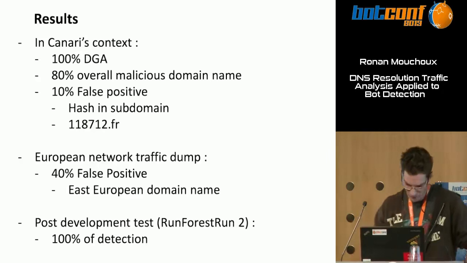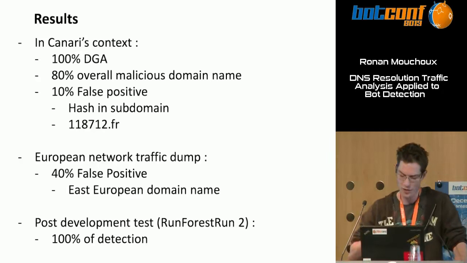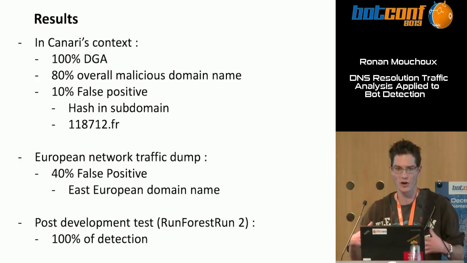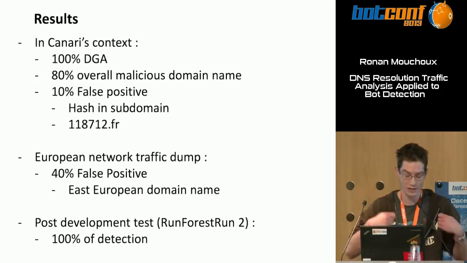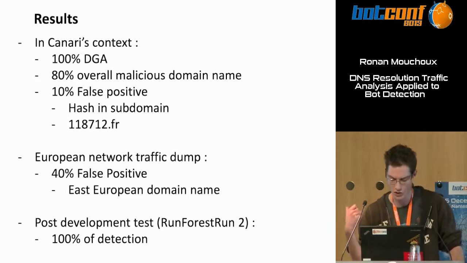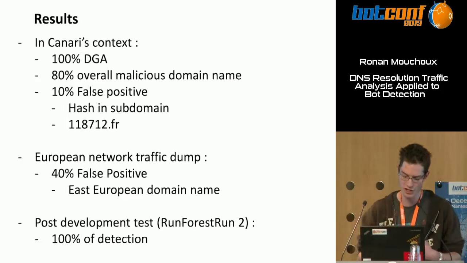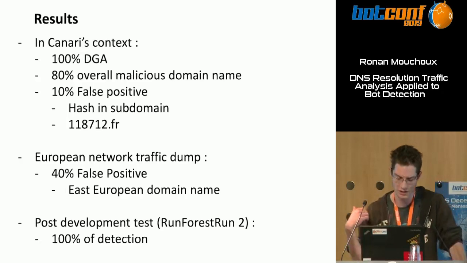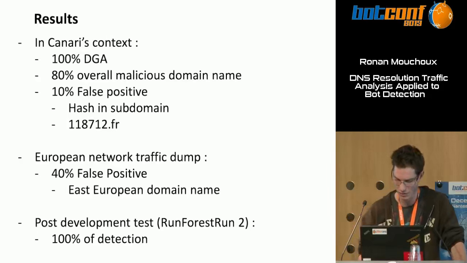But then, after the development, based on already known DGA algorithms, came the Run Forest Run version 2 campaign with a new DGA algorithm, and the detection rate still stayed at 100%.